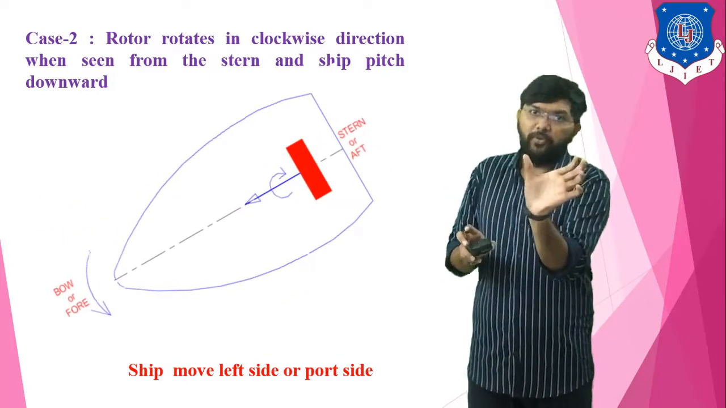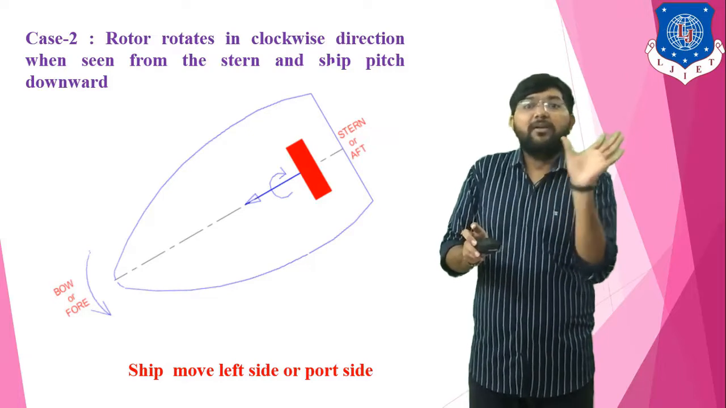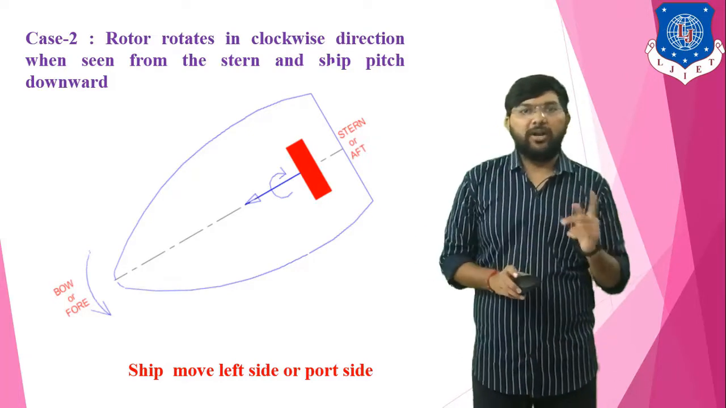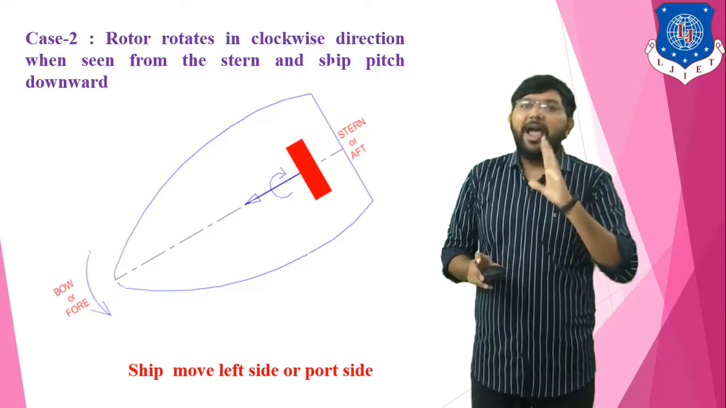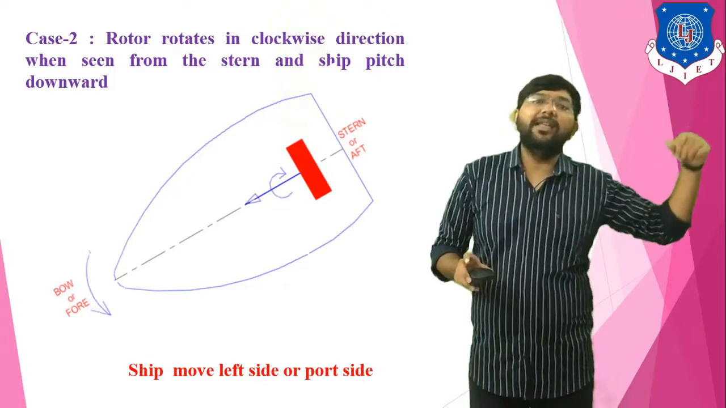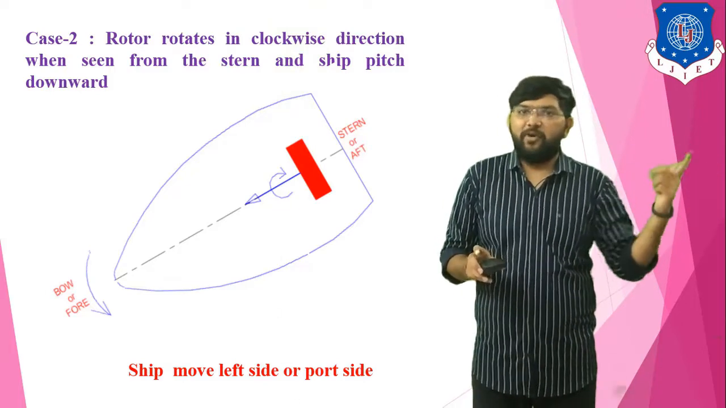This is a top view. Clear? You have to observe from the top side. Clear? So this is case number 2. Rotor rotates in clockwise direction and the ship pitches in the downward direction. At that time the ship tries to move to the left hand side. Clear? Or port side.